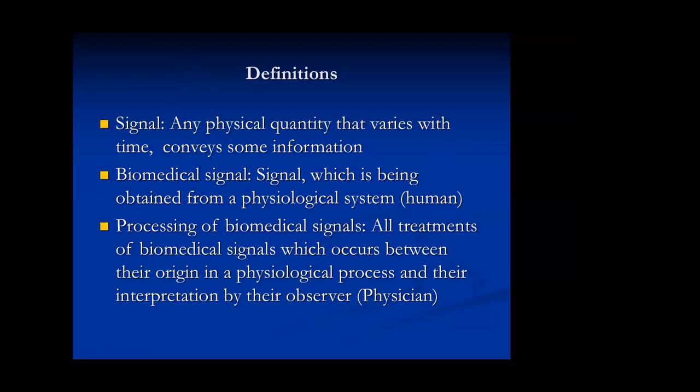So the definition of a signal is any physical quantity that varies with time. In the strict sense, it has to convey some information also. And coming to the biomedical signal, as the name implies, it is a signal obtained from a physiological system such as the human. And processing of biomedical signals means all the operations or treatments we have to perform on the biomedical signals between the generation and the interpretation by the physician. All these operations are called signal processing.